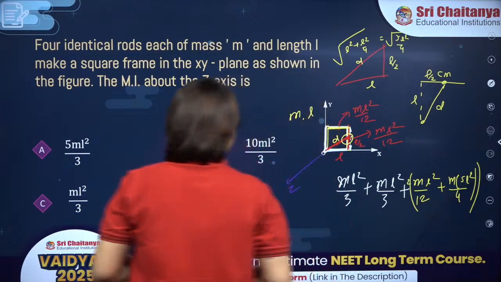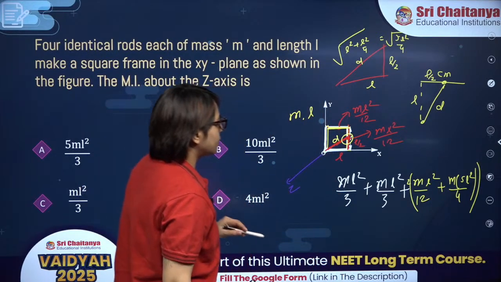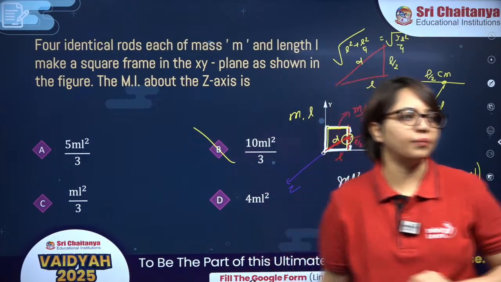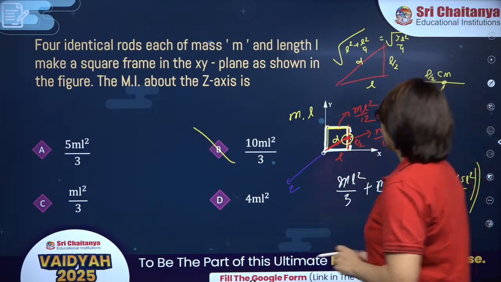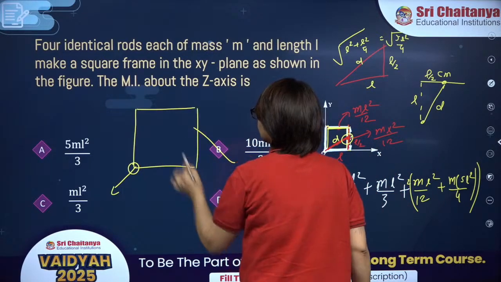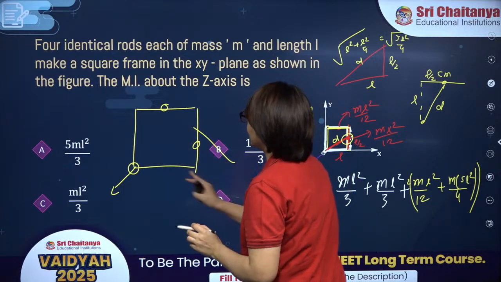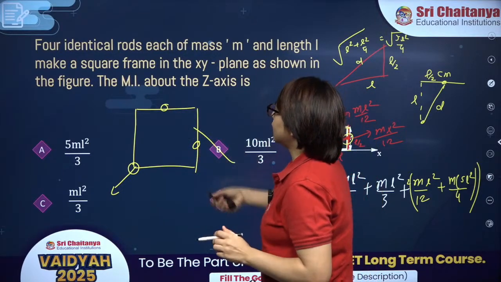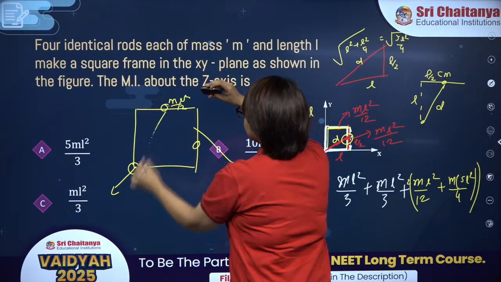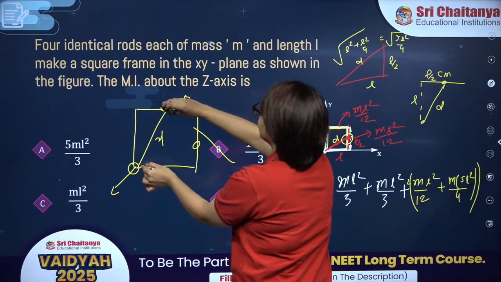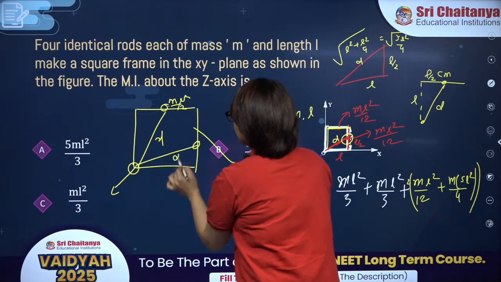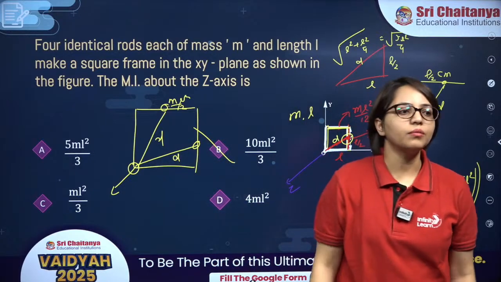Fine. So, the correct answer after solving this will be option B, 10 ml square by 3. Okay, so that is how you have to do it. For these two rods, axis is passing through the end, but for this rod and this rod, axis is not passing through any end of the rod, neither is it passing through the center of mass. So, for center of mass, ml square by 12, find this d and then apply parallel axis theorem. For this as well, these two are parallel axes, so find this d and apply the parallel axis theorem.